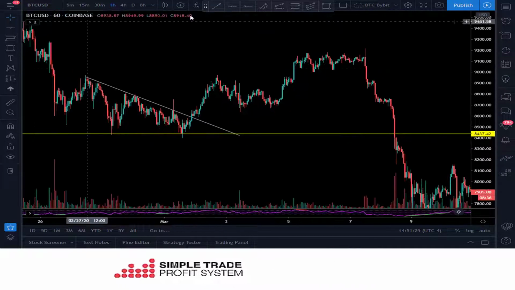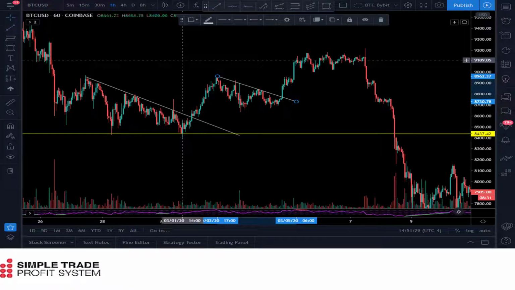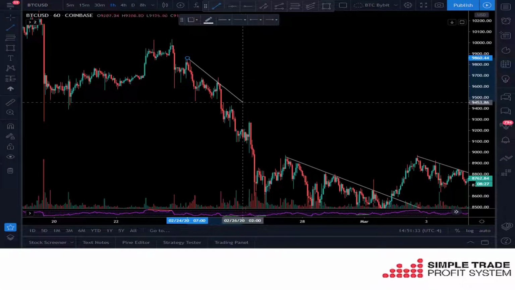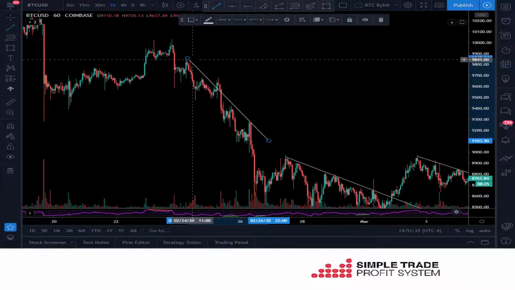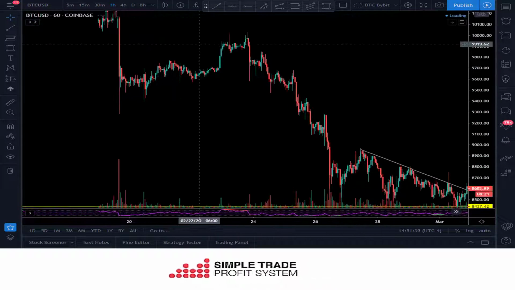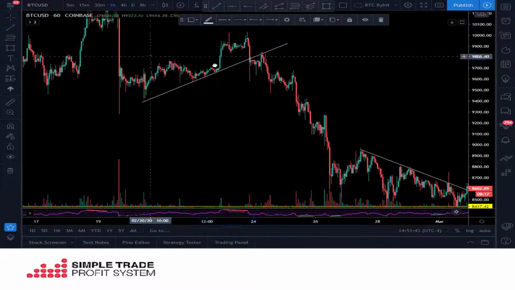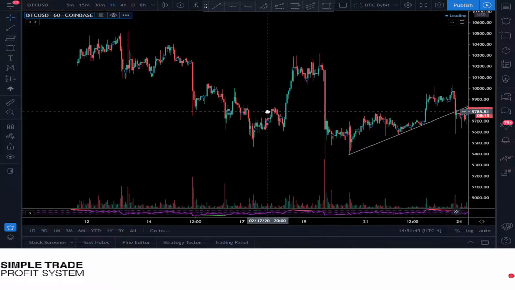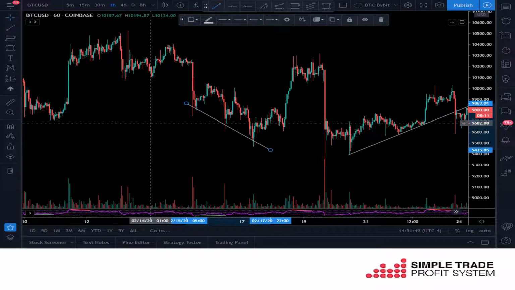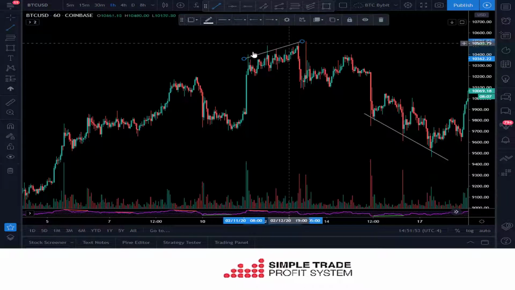So just start drawing your lines. And then over time, you will just get comfortable and you'll be able to spot them a lot easier because they're just going to be kind of all over the chart. Yeah, that's kind of a bad one. We could do this. Could do, this is a little trend line. See what I'm doing here? They're all over the place.